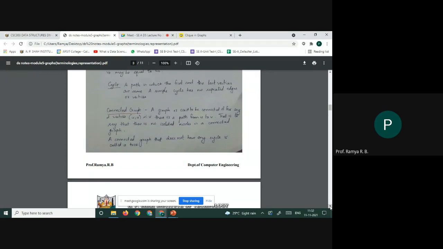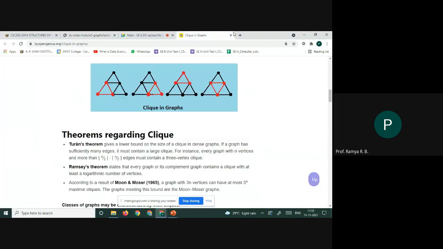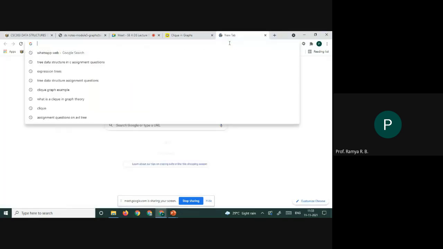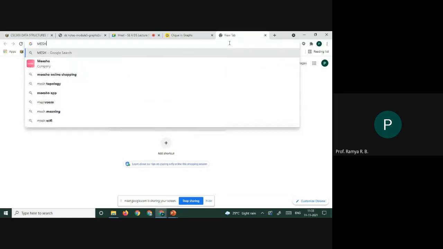You might have heard of mesh topology. Mesh topology, have you heard of it in networks? Mesh network, have you heard of it? M-E-S-H, mesh. Have you heard of mesh networks? No, mesh topology? Yes or no? Respond. Have you heard or not? Is there a delay?